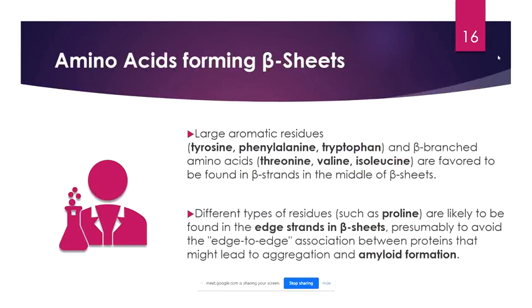The same thing happens for the beta sheet. There are certain amino acids, specifically the large aromatic group containing amino acids like tyrosine, phenylalanine, tryptophan, threonine, valine, isoleucine. They all take part in beta sheet formation. They all have a tendency to form beta sheet. So whenever you have a particular domain that is rich with these amino acids, they tend to participate in beta sheet.